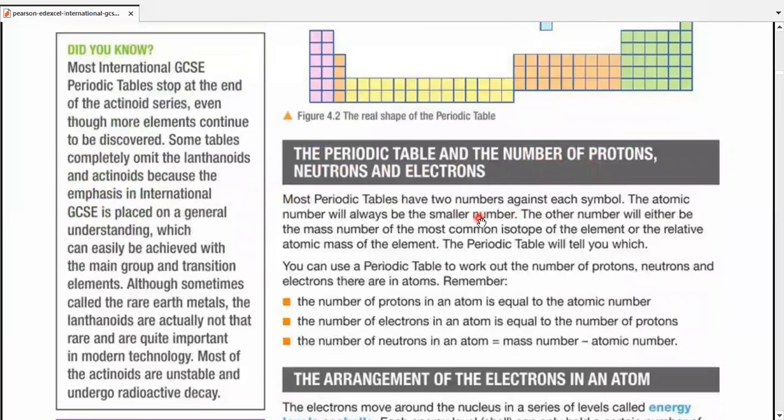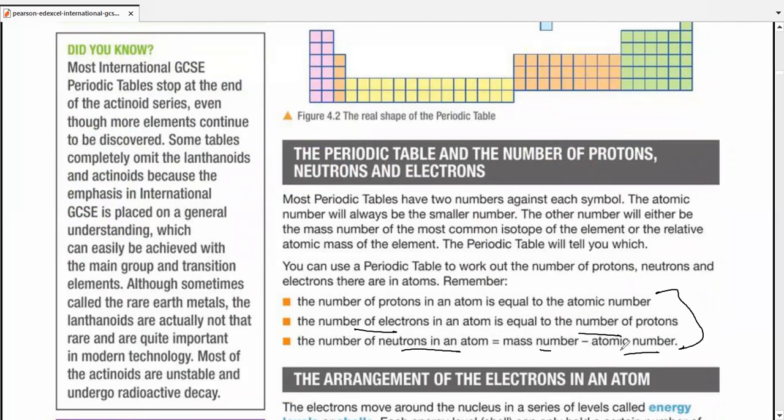Now with the periodic table, the number of protons, electrons, and neutrons is very easy to work with. The rules that we just studied in the previous chapter, the 3 rules, are that the atomic number is the number of protons, and the number of protons and electrons are equal. And to find the number of neutrons, we take the bigger number and subtract the smaller number.